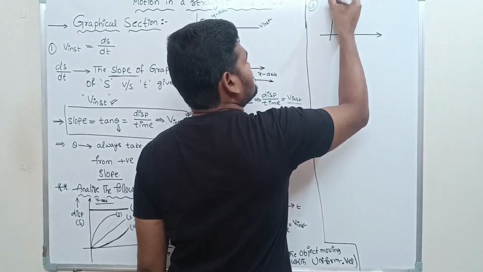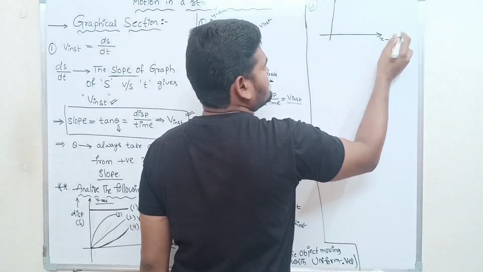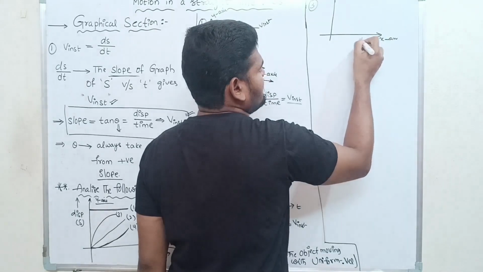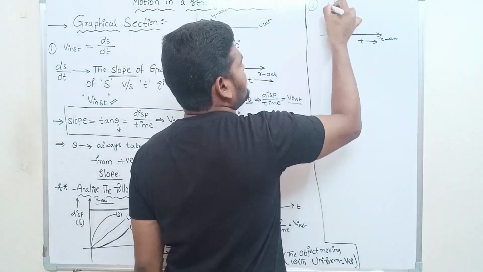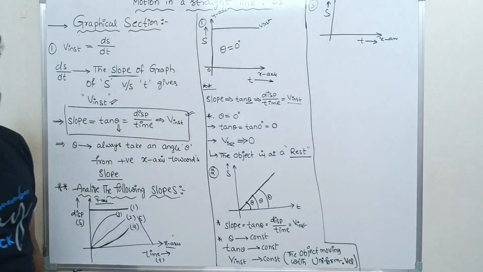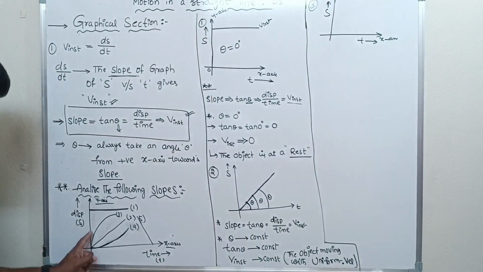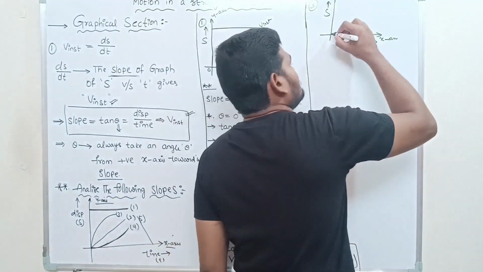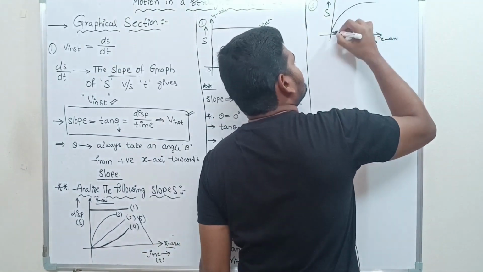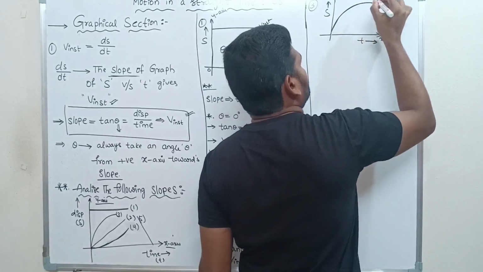And this is the x-axis. Along the x-axis we have taken time, and this is the y-axis. Along the y-axis we have taken displacement. Okay, so what is the third slope they have given? This is the third slope. The third slope is like this.